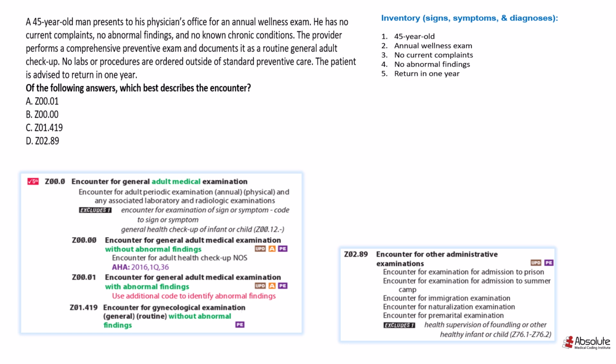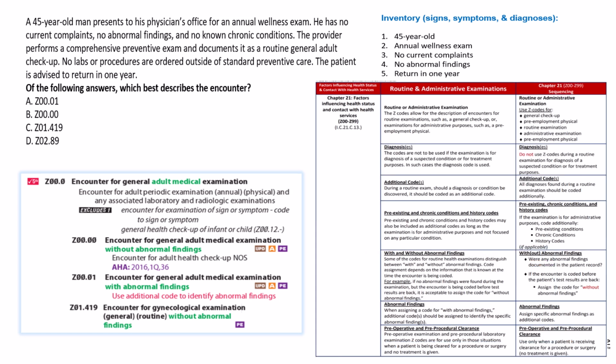And coders, we are going to refer to guideline C21, C13 to solve this scenario. The guideline states that Z codes allow for the description of encounter for routine examination, such as a general checkup. It further states that some of the codes for routine health examination distinguish between with and without abnormal findings. The code assignment depends on the information that is known at the time of the encounter being coded.